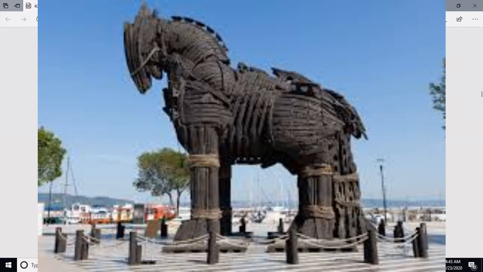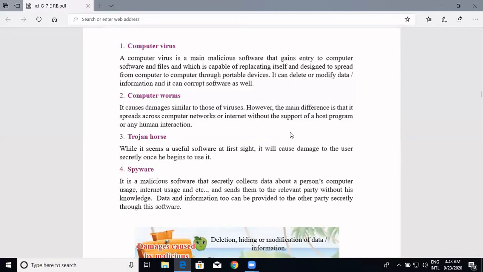So the word Trojan itself, now we use it in such a way that it seems to do good in appearance, but actually it is not, right? So a Trojan horse in this malware context is software that seems to be very useful at first sight, but actually it is causing a lot of damage to the system, right?